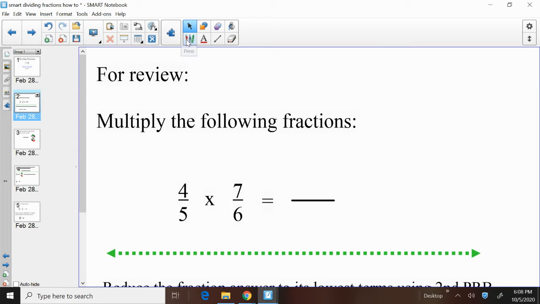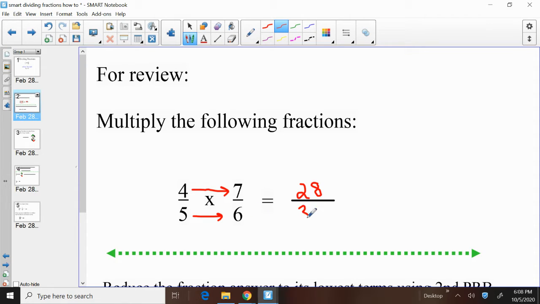So we look up top here. All right, up top on our numerator, we have 4 times 7. So 4 times 7, that's what? I think I heard somebody say 28. You're correct. And then multiply across the bottom, our denominator, 5 times 6. 5 times 6, okay, that's 30.